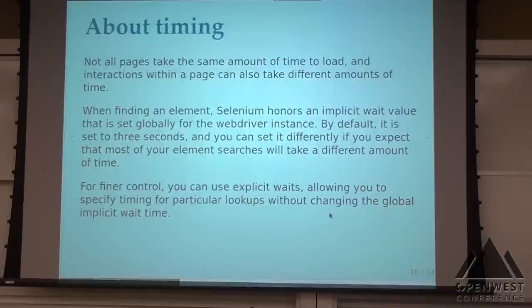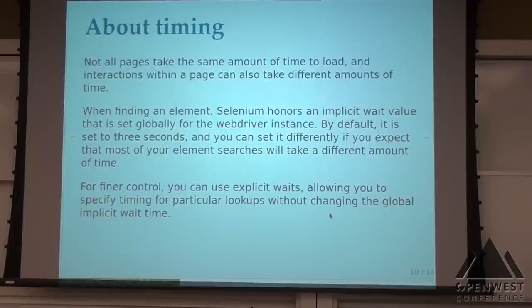Okay. And then if you need finer control, there's a feature called explicit waits, which basically, at least in the Python bindings, you create a WebDriver wait object and you give it a length of time that it will wait and a callback function that it'll call periodically until it either returns the element that's being sought or reaches the timeout.